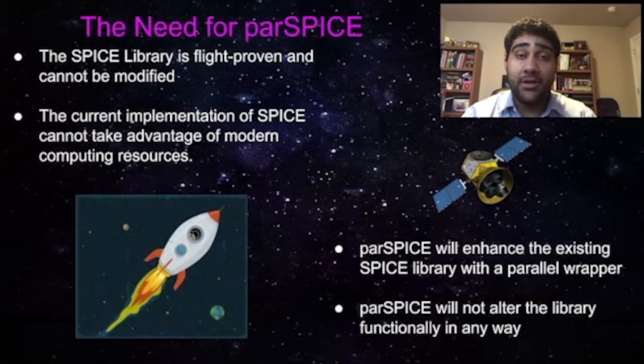Because the SPICE library uses global variables, that means it's not thread safe. And because it's not thread safe, that means that we can't run large batches or numbers of calculations using the SPICE library. So, our solution to this problem is to create a wrapper. This wrapper won't change the SPICE library in any way, but will also provide a way for the SPICE library to be called and be thread safe.